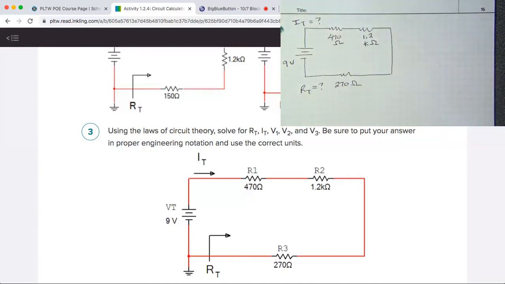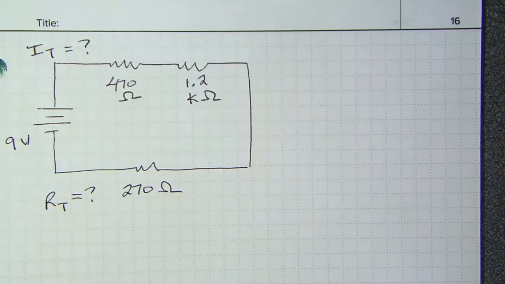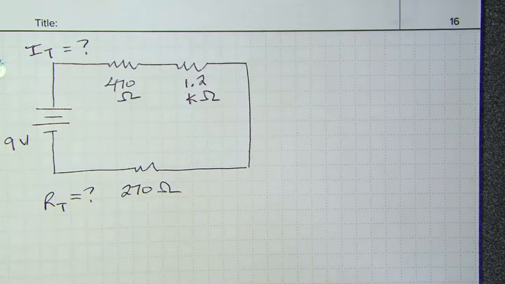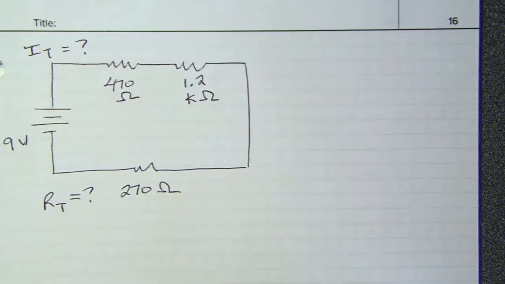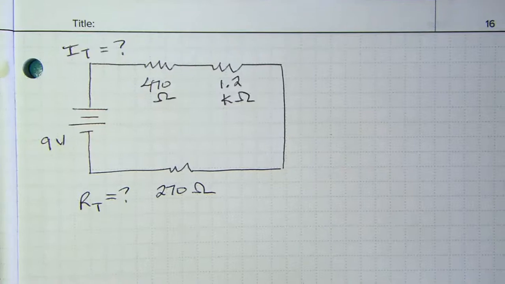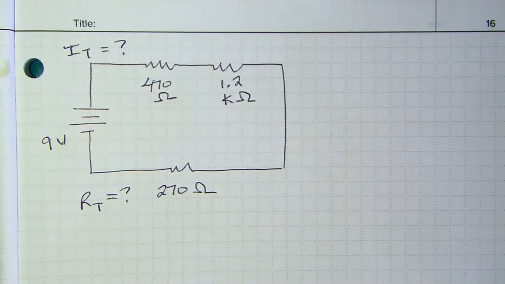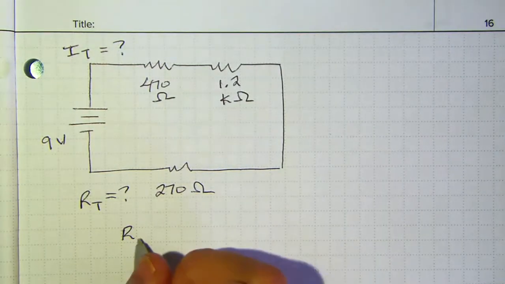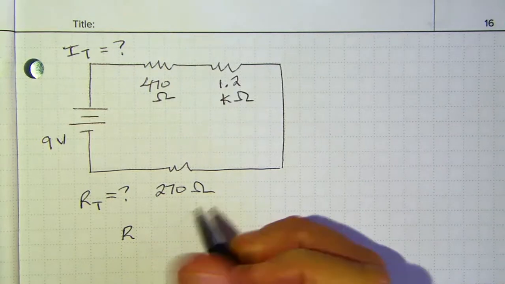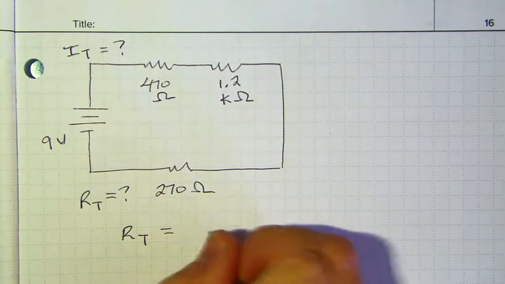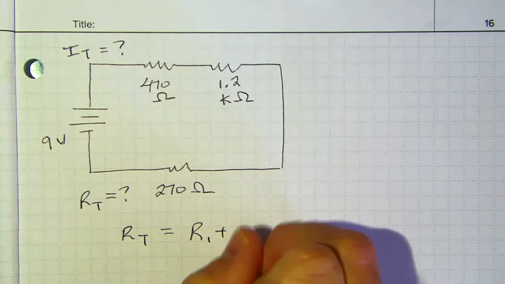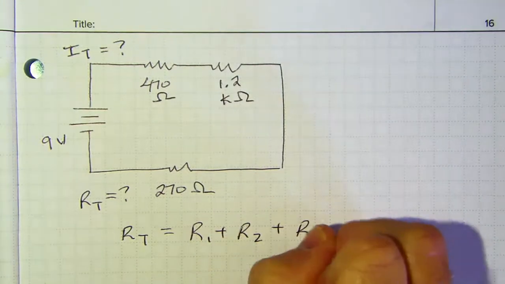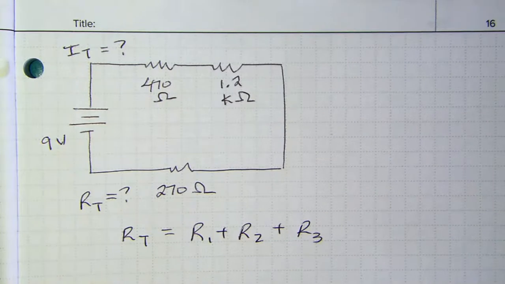Let me see. No, that's the wrong way. That's the right way. Okay, so I want to solve for R sub t and I sub t. R sub t is really easy to solve for. I actually referred to this when I was doing, I think it was number 2 with you guys. R sub t for a series circuit is just adding together the 3 resistances.